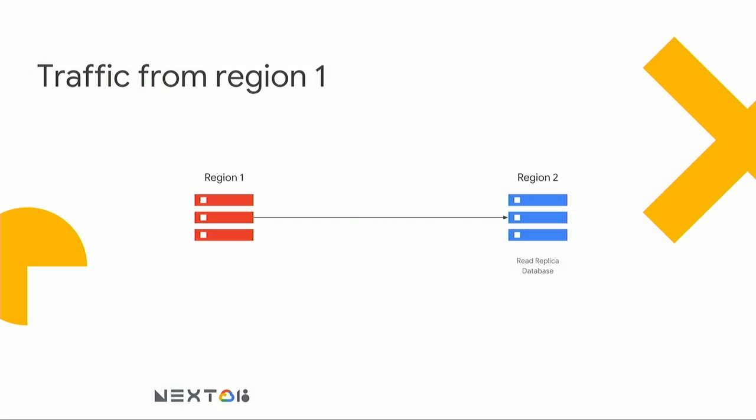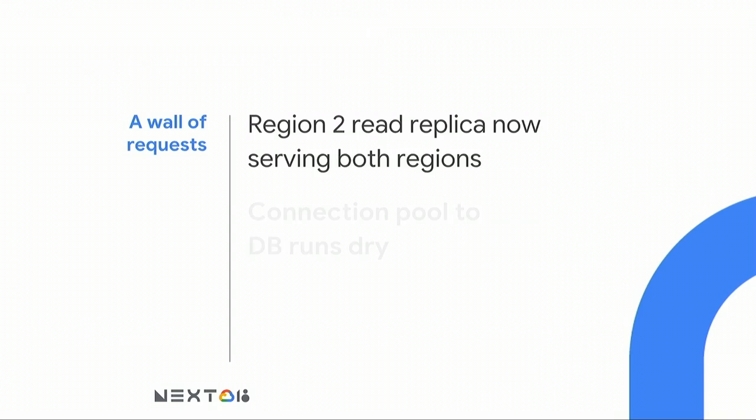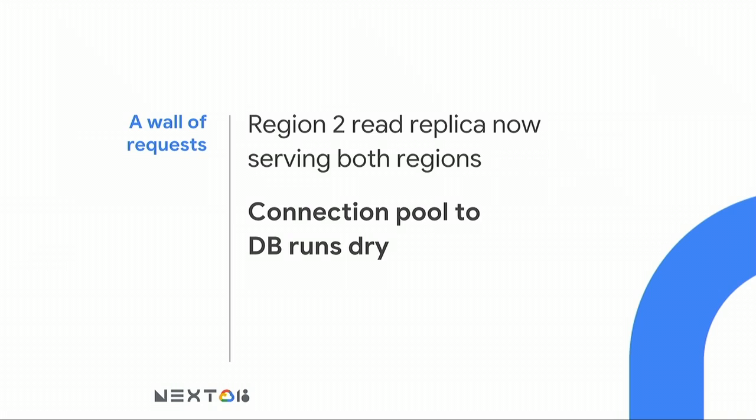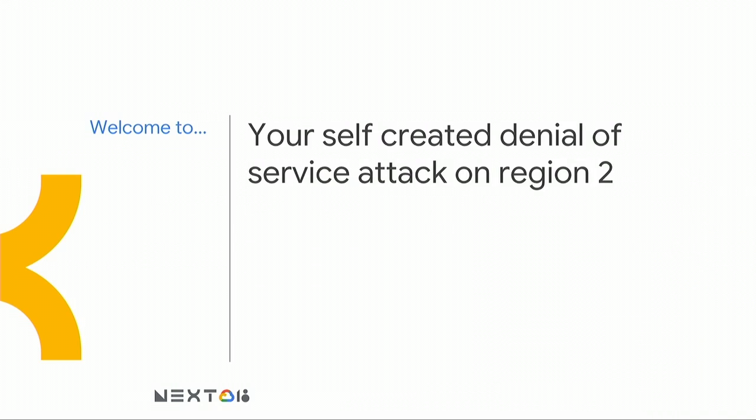OK, so region 1, we send to region 2. Region 2 is now sending both things. And yeah, welcome to your self-created denial of service attack on region 2. And everything is out. Hey, I thought this was a good idea, right?